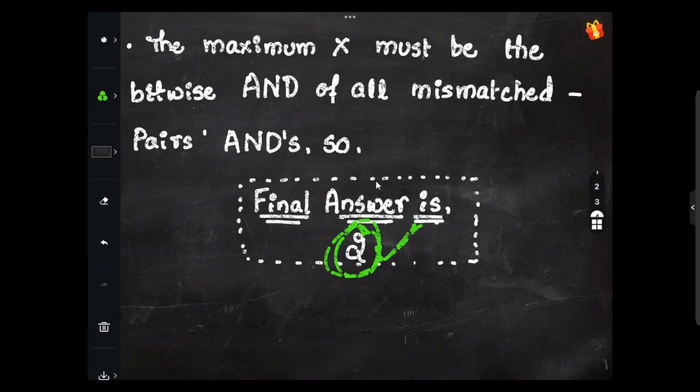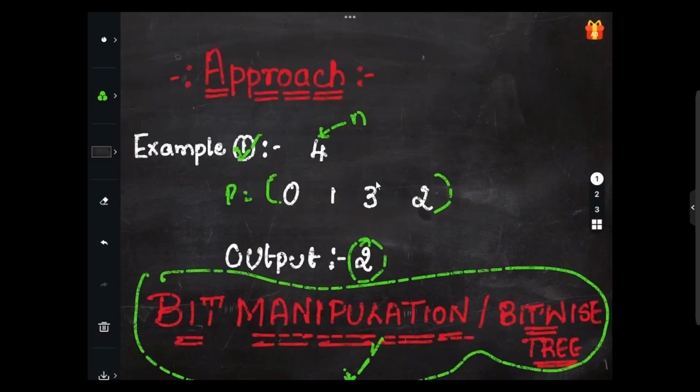The answer that we got here is 2, which is equivalent to the output that they have mentioned for example 1, right? So in this case, our approach works absolutely correctly. Basically, we went with the bit manipulation approach, right?